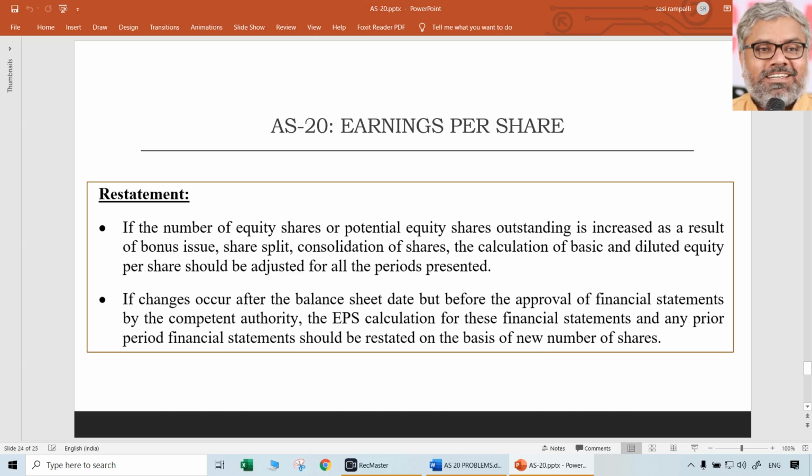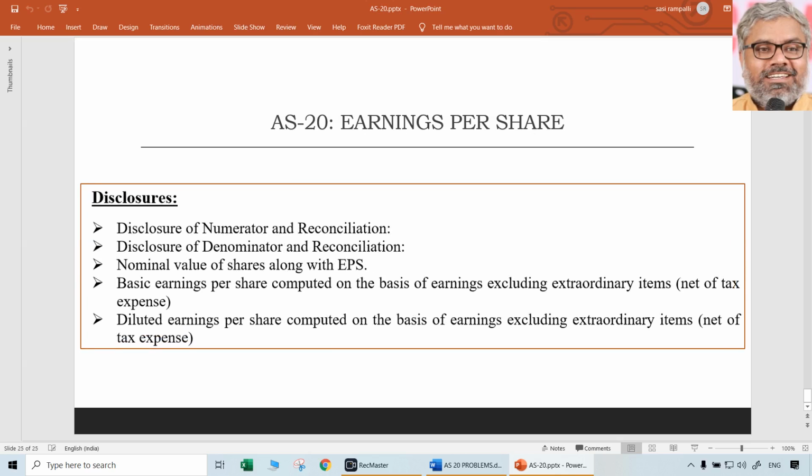Other things will not change. EPS will be presented in a restated manner. That happens for both basic as well as diluted EPS. That is restatement. And disclosures is a theory question. Any type of accounting standard, this question can be asked. What are the disclosure requirements of dash accounting standard?